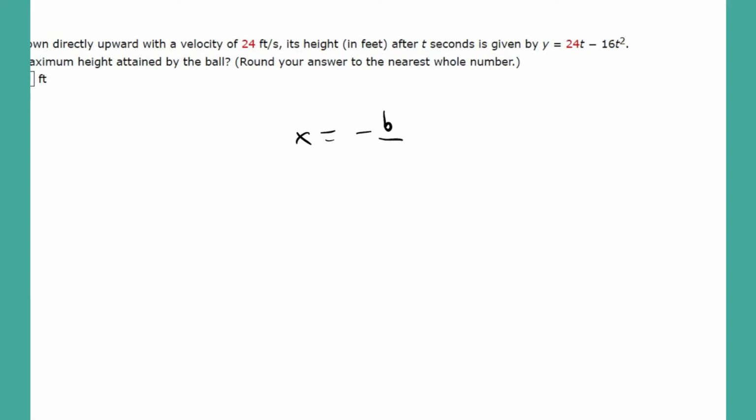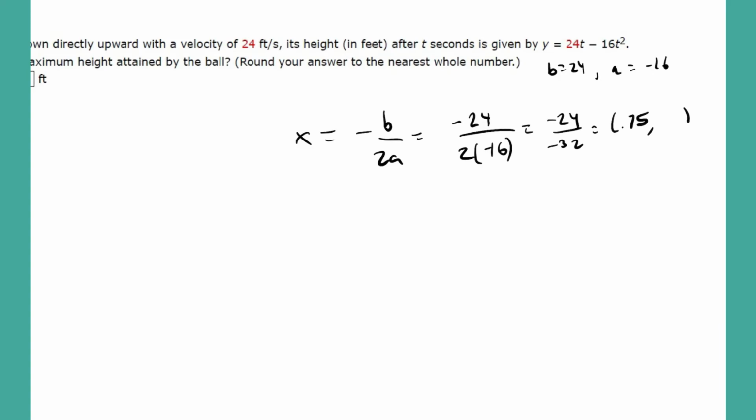So the vertex, once again, is negative b over 2a. Your b is 24. Your a is negative 16. So if you plug that in, you're going to get negative 24 over 2 times negative 16, which is negative 24 over negative 32, which is approximately 0.75.